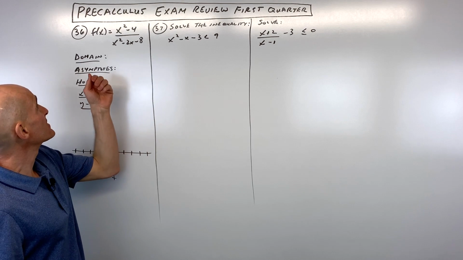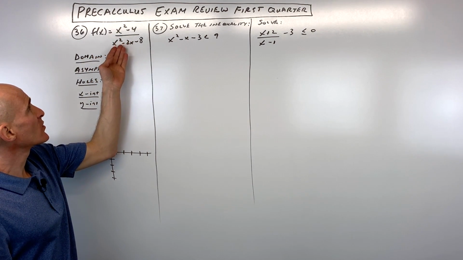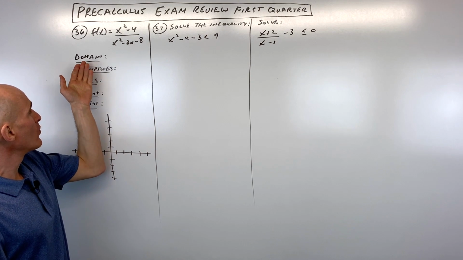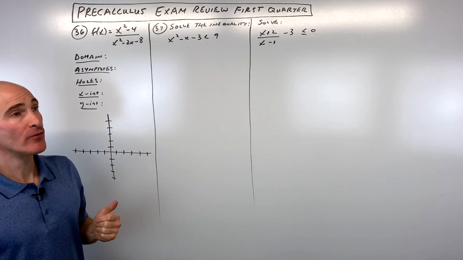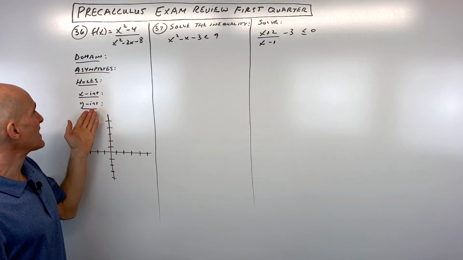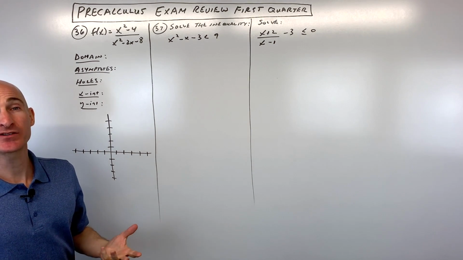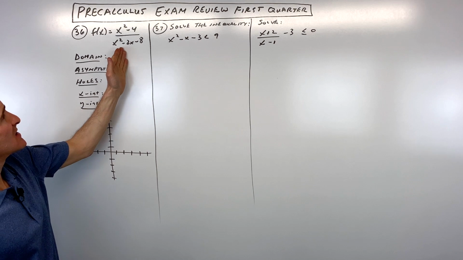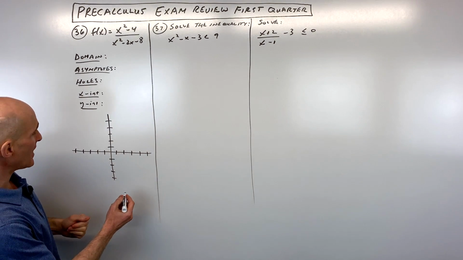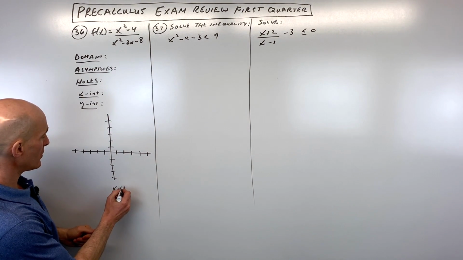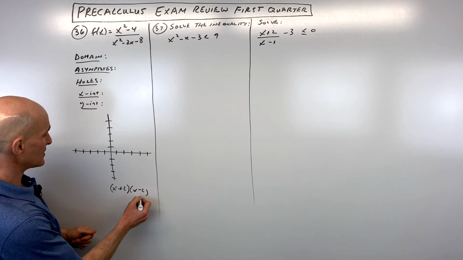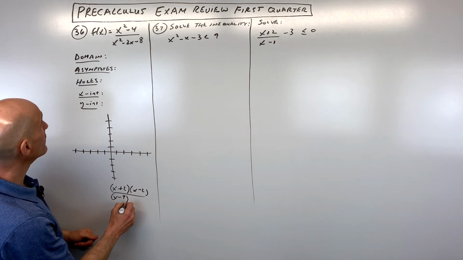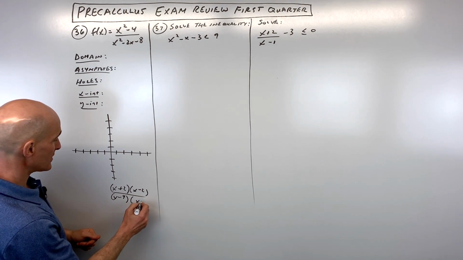Okay, number 36, it says f of x equals x squared minus 4 all over x squared minus 2x minus 8. We want to basically graph this rational function, finding the domain, the asymptotes, the holes, the x-intercepts, the y-intercepts, etc. So the first thing I recommend doing when you have a problem like this is see if you can factor it as much as you can. So the first thing I would do is factor the numerator, x plus 2, x minus 2, and I factor the denominator, which is x minus 4 and x plus 2.